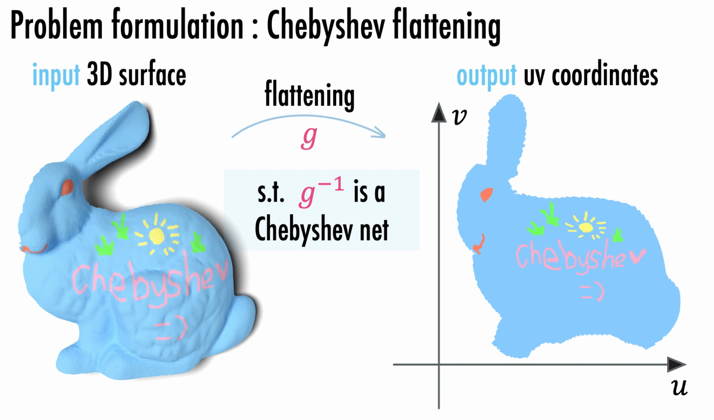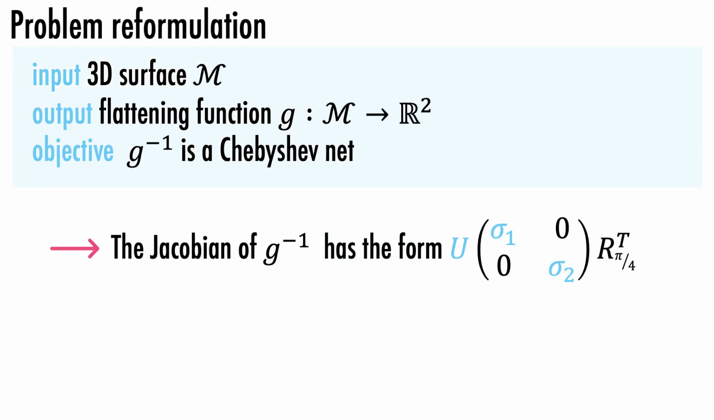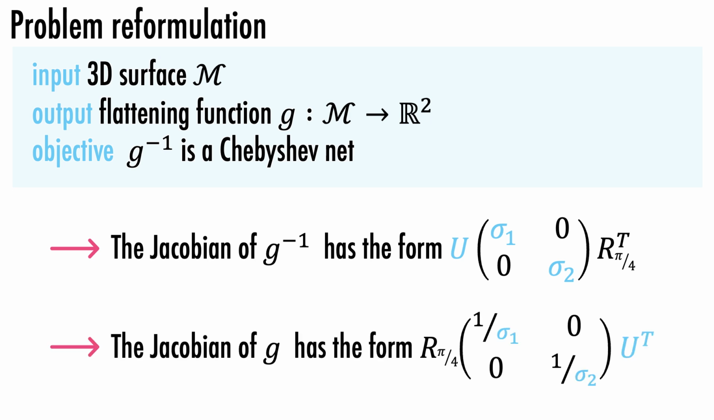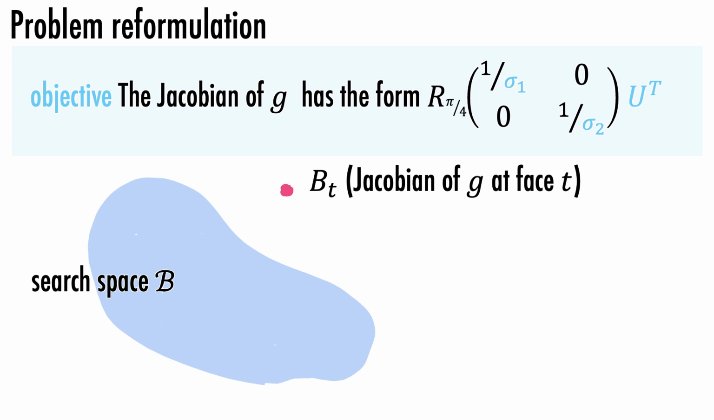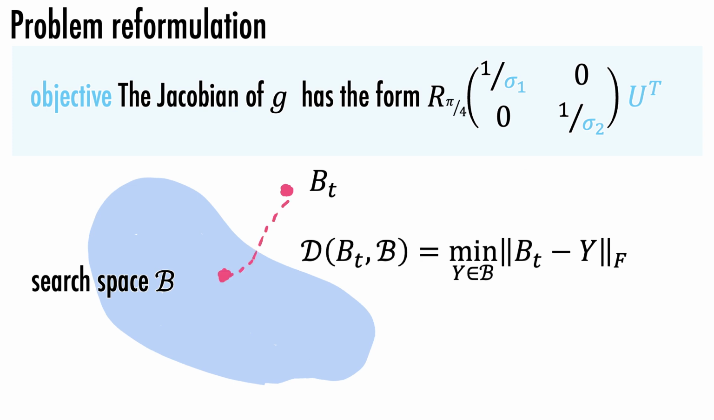Recall that our goal is to solve for a flattening function g such that its inverse is a Chebyshev net. This implies that the Jacobian of g inverse should have the form we just discussed. Equivalently, we can say that the Jacobian of the flattening function g should have the derived form with inverse rotation and singular values. The collection of all matrices in this form defines our search space. We can then measure the distance between the Jacobian of flattening function g and the search space based on the matrix Frobenius norm. Minimizing this distance would lead us to the expected Chebyshev flattening.